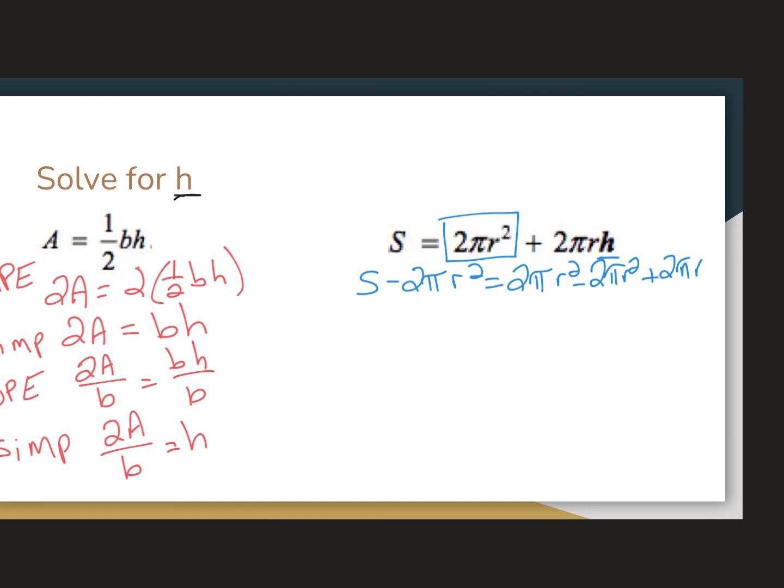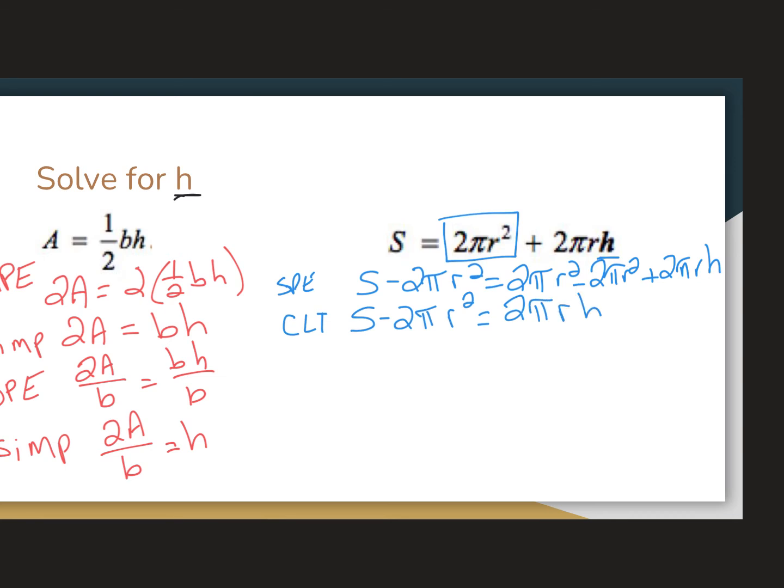R H. Okay, so the next thing we do, so that was SP. Then I'm just going to combine my like terms. Left with S minus 2 pi R squared equals 2 pi R H.